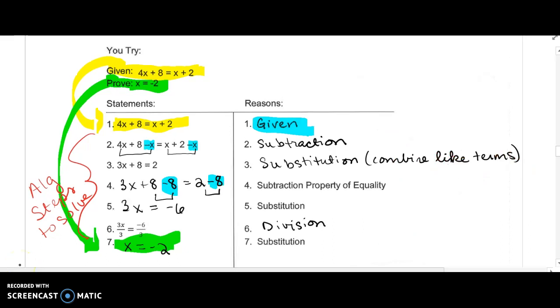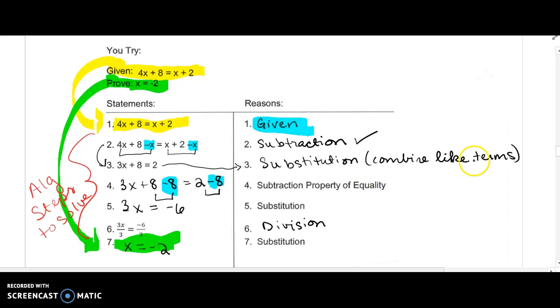Okay, so let's look. I hope that you subtracted x from both sides of the equation. Anytime you do it to both sides of the equation, you're going to call that subtraction. Then to get from line 2 to line 3, remember this right-hand side lags behind a step. So from 2 to 3, you combine like terms, so that's substitution.